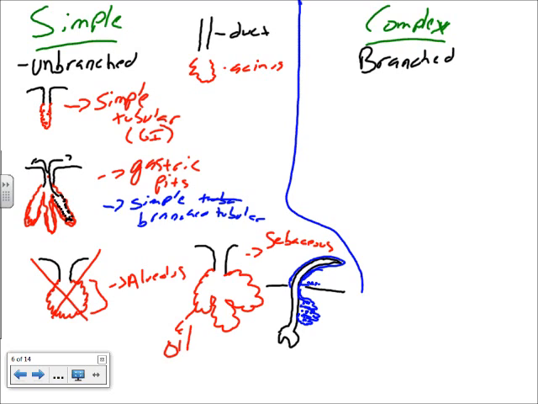Then your more complex, branched glands of the body we're going to classify as compound alveolar or compound tubular. Basically, what you're going to see here is an involution of the skin. And then what you'll notice is, let's say we're looking at compound alveolar.